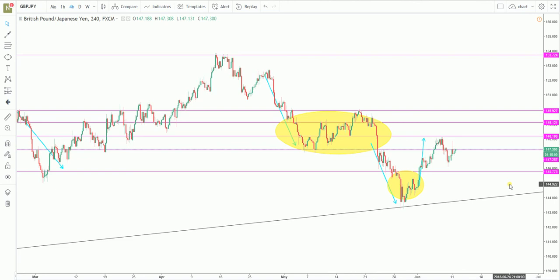I'm holding my GBPJPY position open tonight for anyone wondering. Other positions I'm holding open are Euro CHF, and there was another signal earlier. I can't remember which one it was.